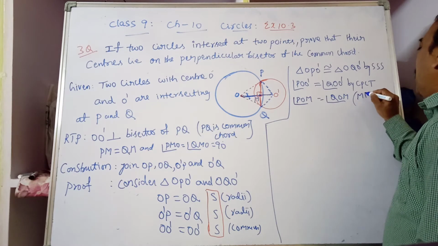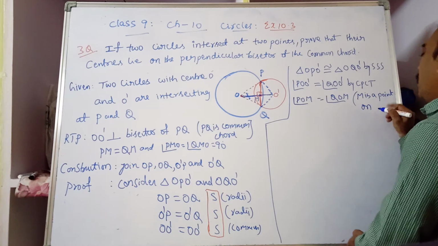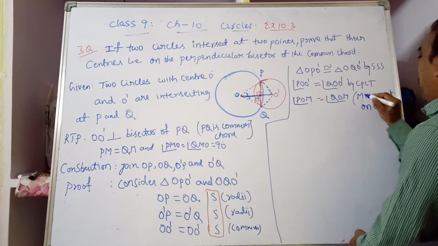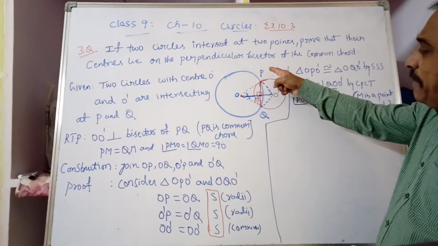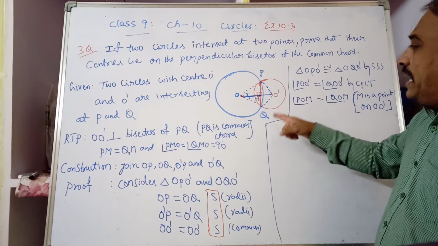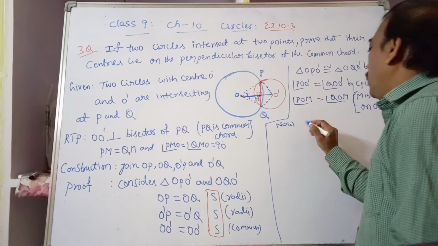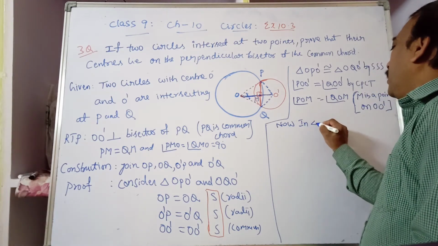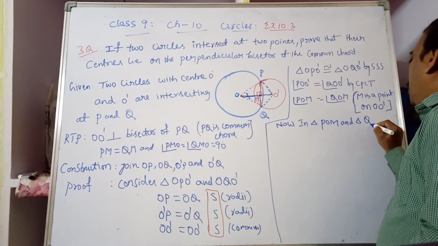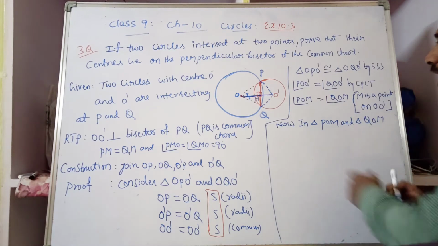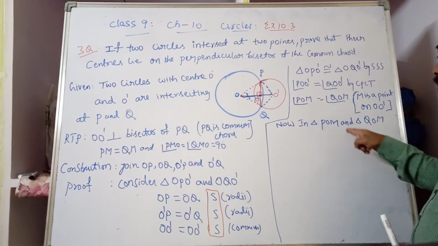M is a point on OO dash. Now you take triangle POM and QOM. Now in triangle POM and triangle QOM, observe it, these two I am taking, POM and QOM.